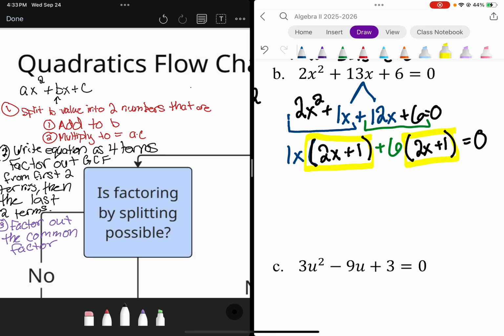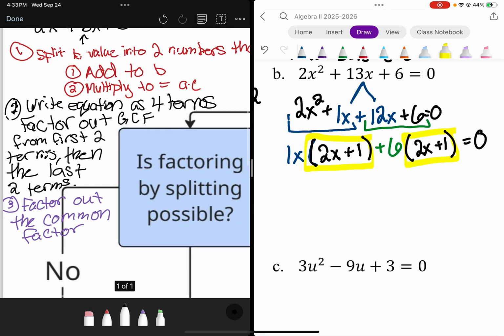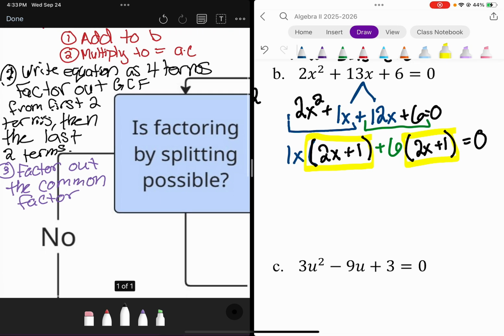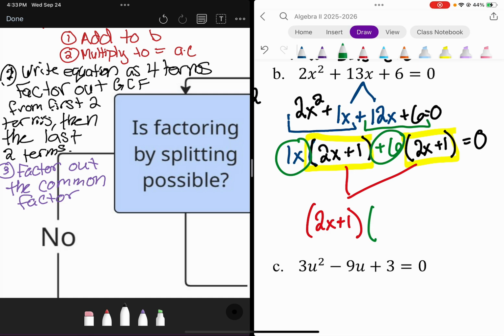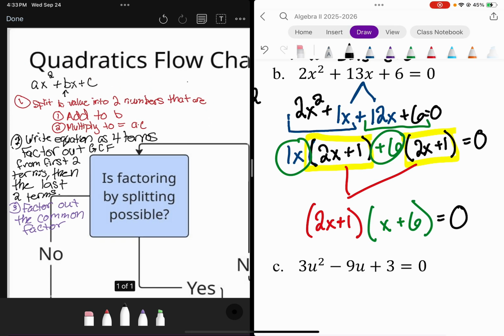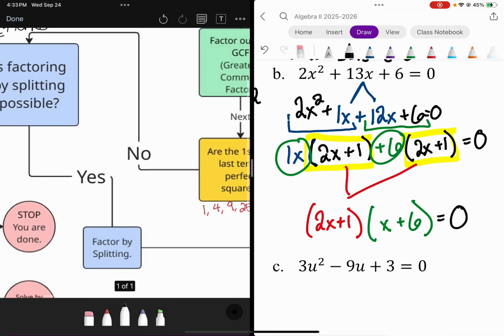Once you have that, we've written it as 4 terms and we factored out the GCFs. We're going to now factor out the common factor. That is the 2x plus 1. So that's our common factor, 2x plus 1. The remaining parts go together in a set of parentheses. So our x and our 6 go together in our second parentheses. That is then equal to 0. So factoring by splitting was possible.